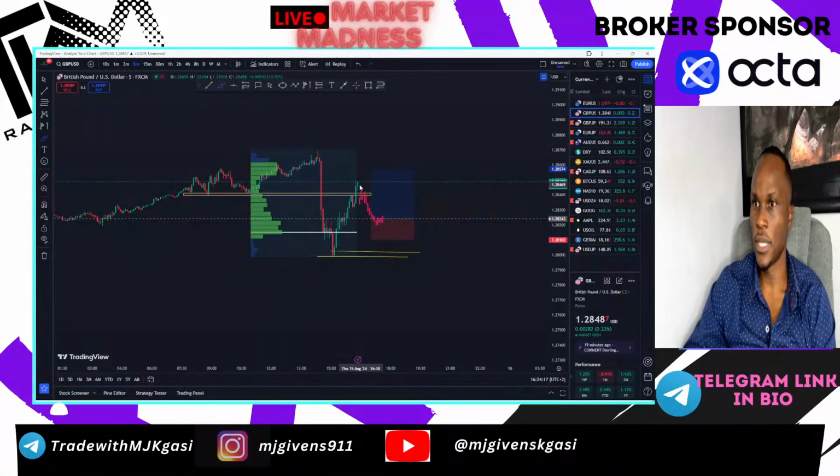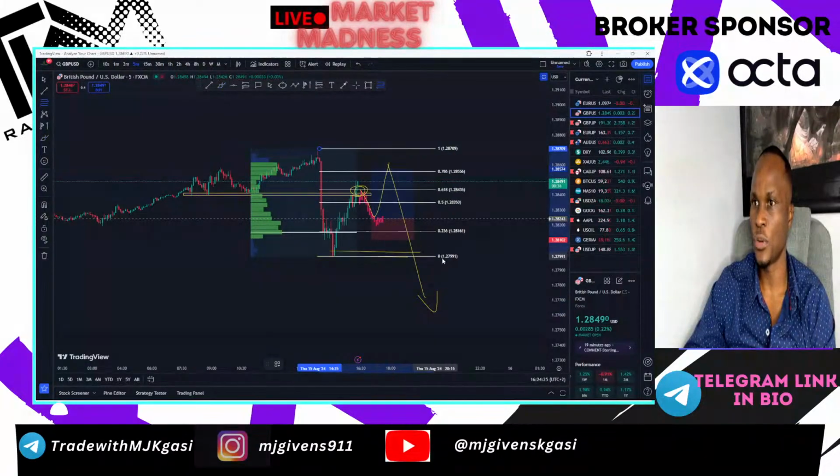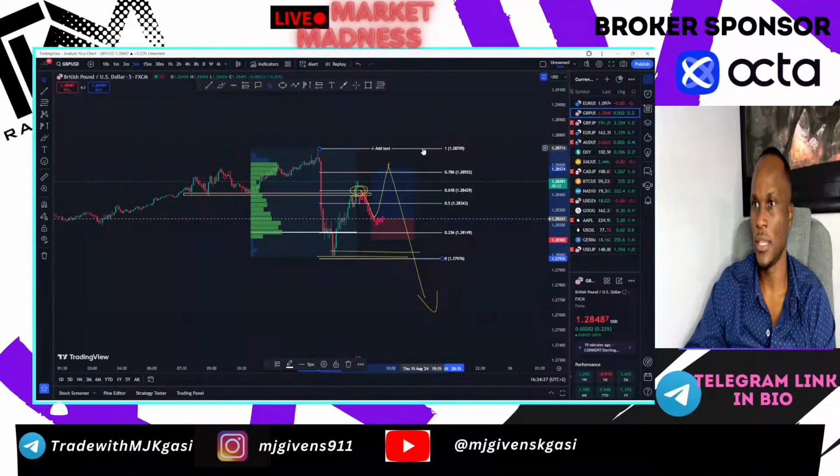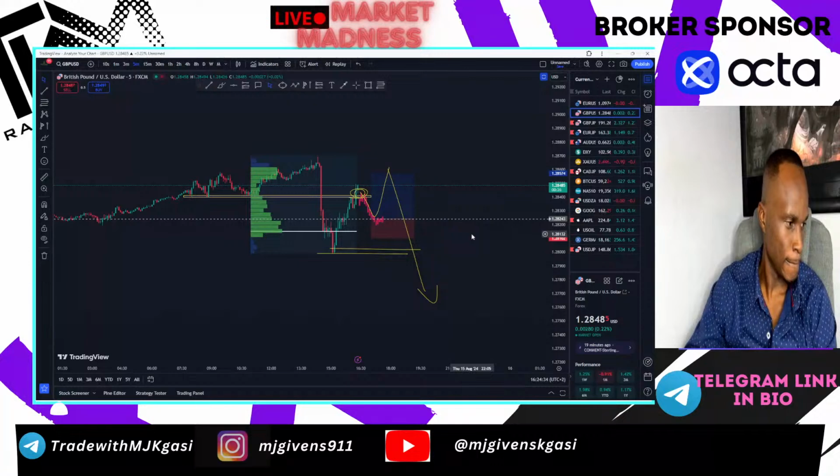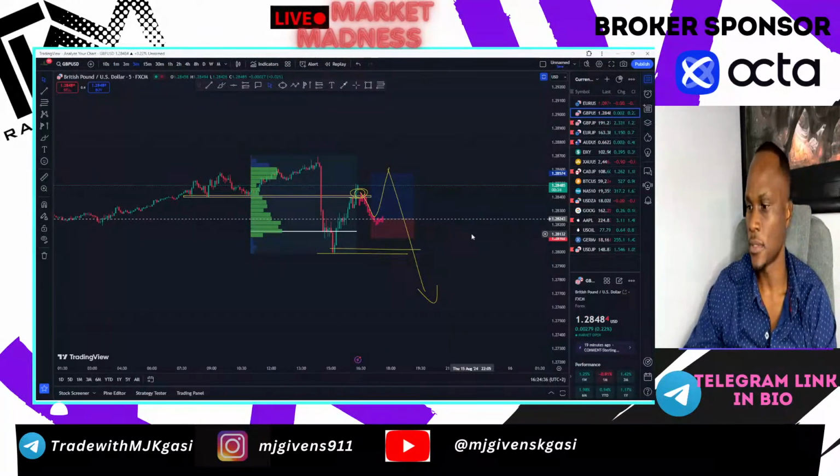So what it will normally do is this. Thinking that we are going down, it takes out your stop loss because you are selling here. After it takes your stop loss, it goes down. 786 is there. We choppers, we capitalize. We are in there. That's usually what happens.